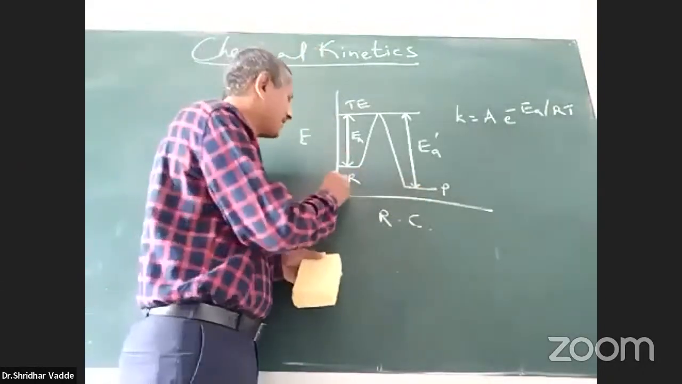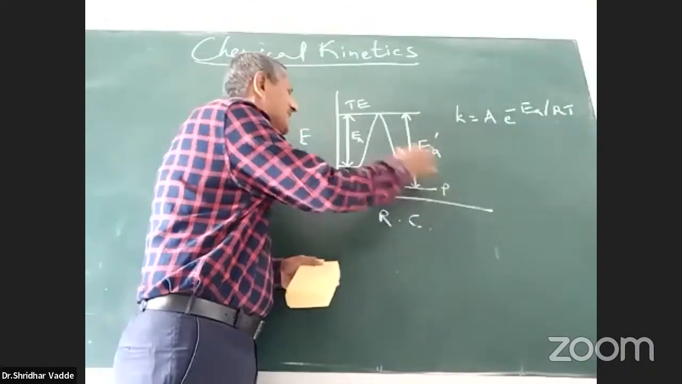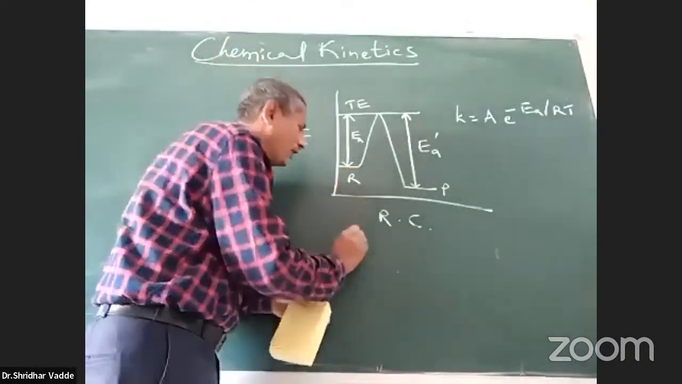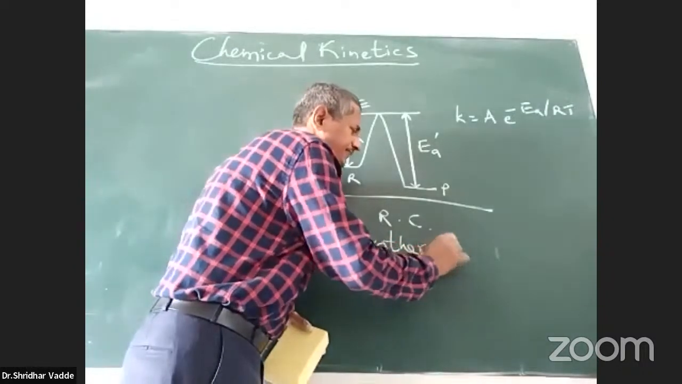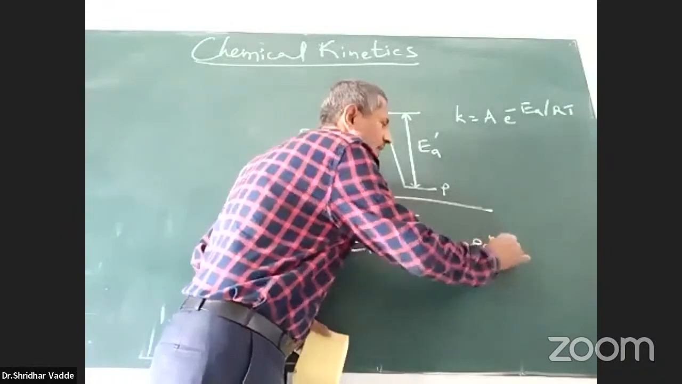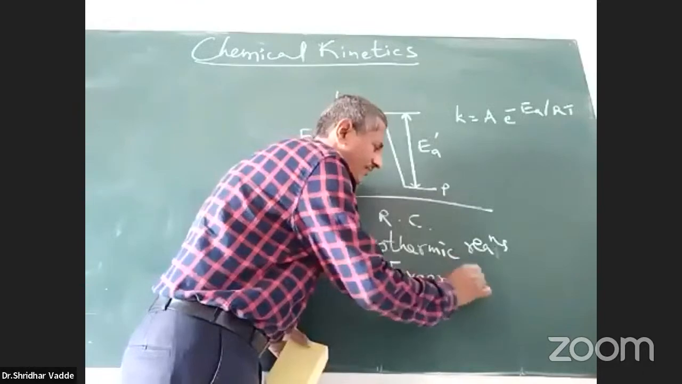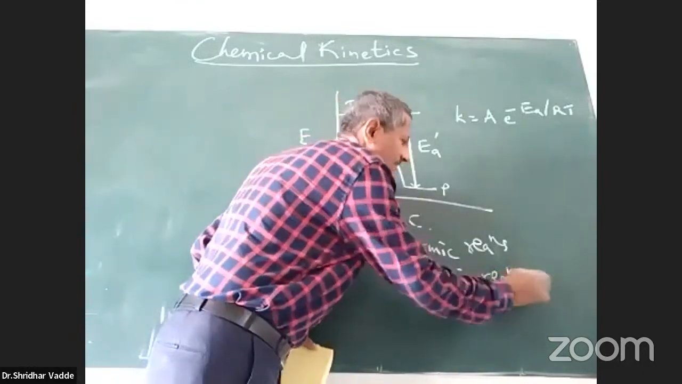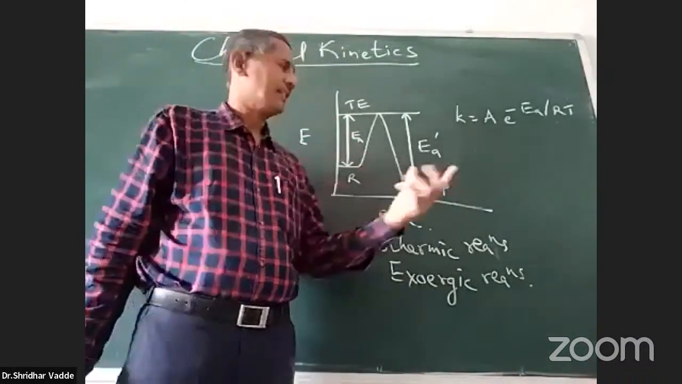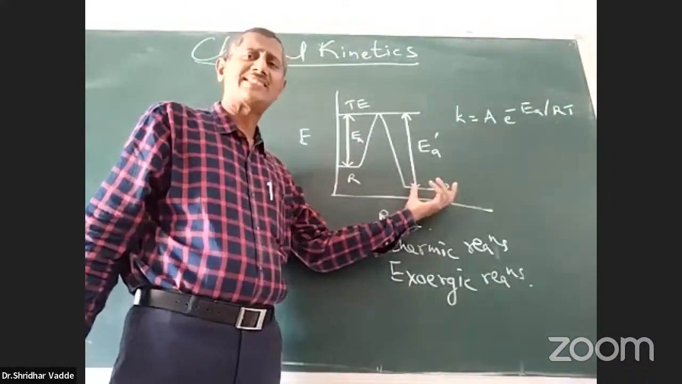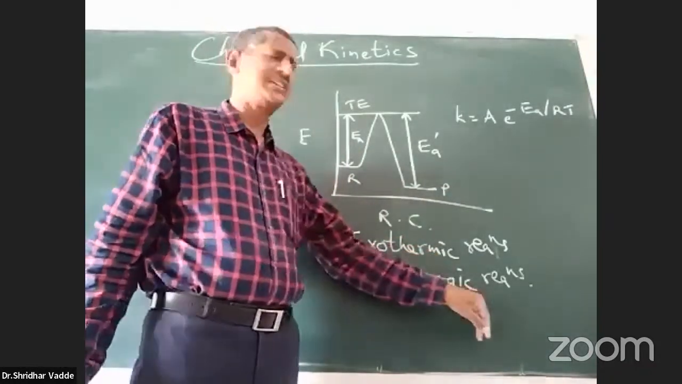Here, by observing this one, the energy of products is less than that of reactants. So therefore, this is an example of exothermic reactions or exoergic reactions. The reactions where the energy of products is less than that of reactants are called exothermic reactions.